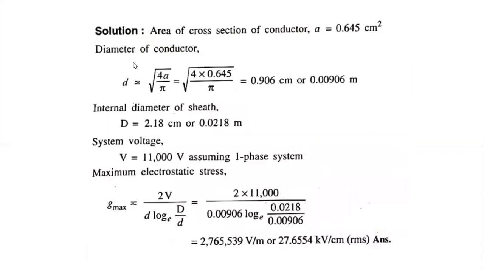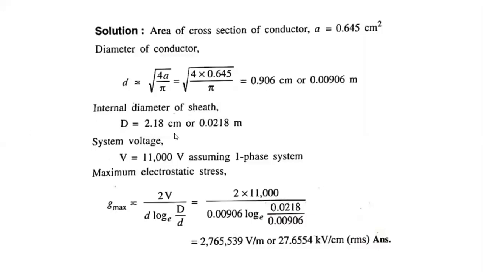First, what is the formula for diameter? D is equal to the square root of 4a by pi, where a is the cross-sectional area of the circular conductor. That is 4 into 0.645 by pi, which equals 0.906 centimeters.